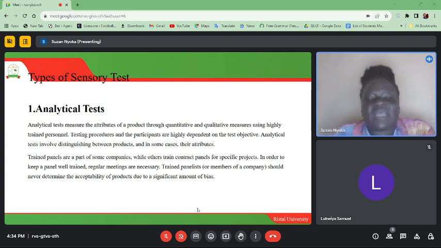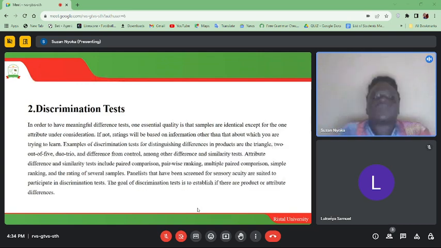And then the second type is the discrimination tests. In order to have meaningful difference tests, an essential quality is that samples are identical except for the one attribute under consideration.